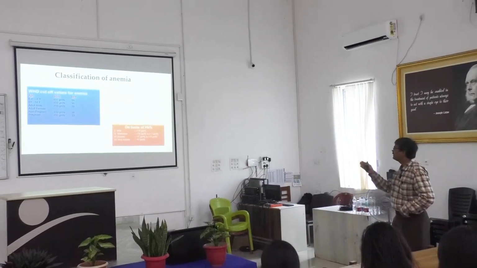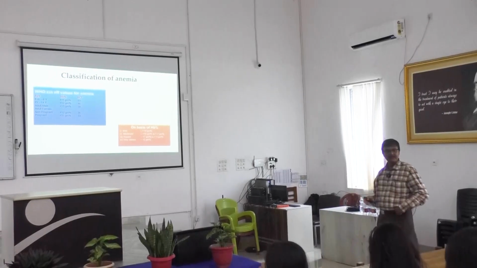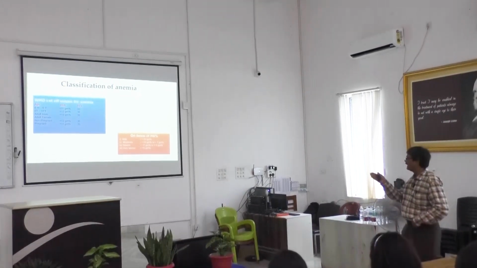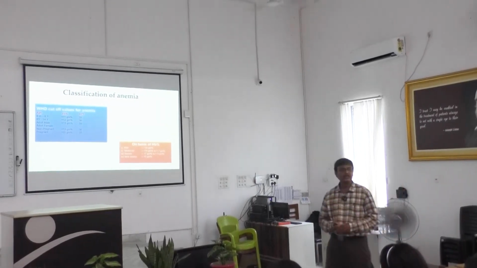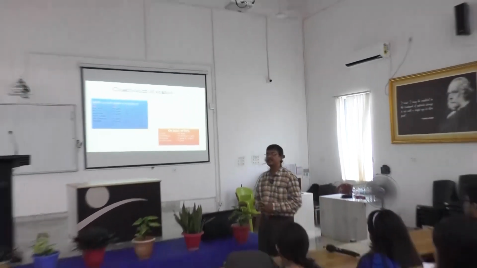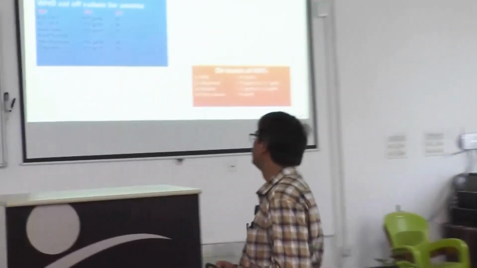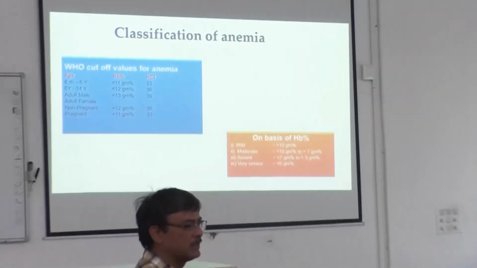So moderate anemia would be 7 to 10, and 5 to 7 is severe, and very severe is less than 5. So that's how you categorize anemia according to the hemoglobin concentration.